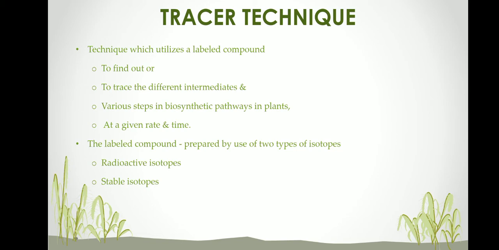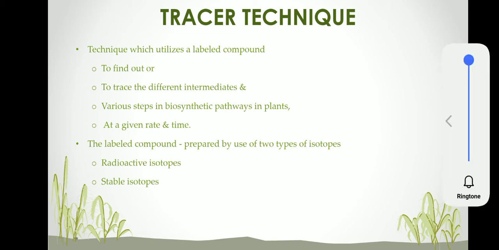Tracer technique can be defined as a technique which utilizes a labeled compound to find out or to trace the different intermediates and various steps in biosynthetic pathways in plants at a given rate and time. That is tracer technique. This technique utilizes a labeled compound. And what is the role of the labeled compound? To find out or to trace the different intermediates and various steps in biosynthetic pathways in plants at a given rate and time.